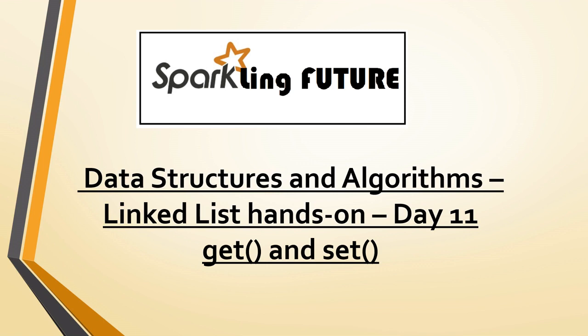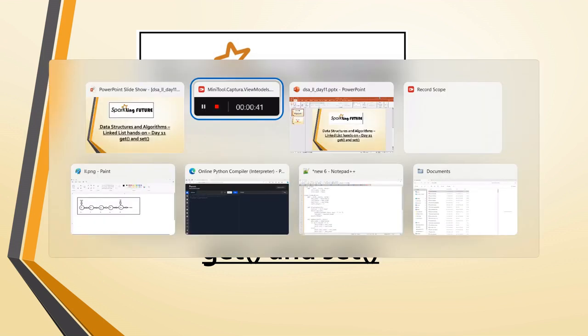Thank you. Friends, in the series of data structures and algorithm linked list hands-on, let's learn how to do the get and set methods today. So what are these get and set methods? Like how can we get a value by giving the index from a linked list, and also if we have the index, how to set the value, means how to update the value in that particular index in a linked list. These two things we will see hands-on today.